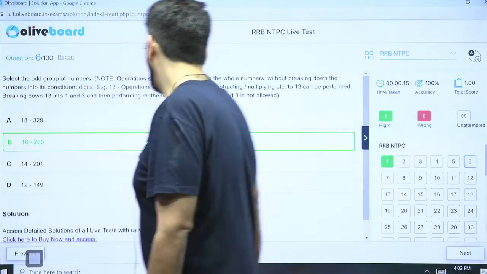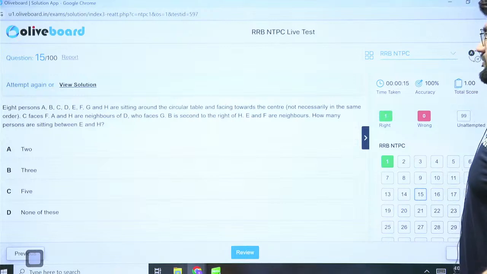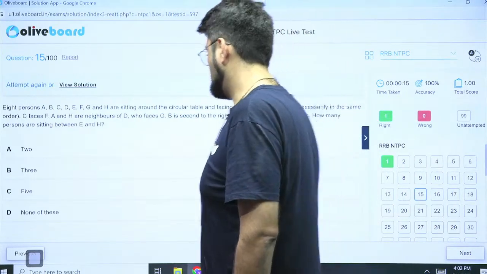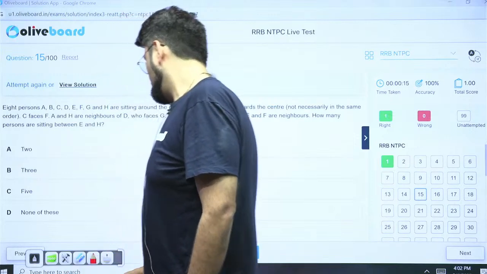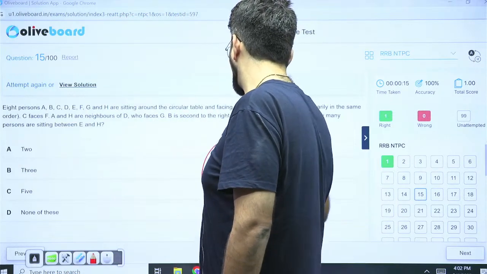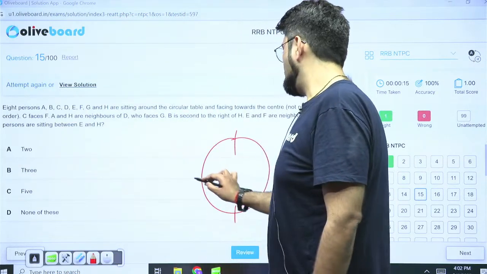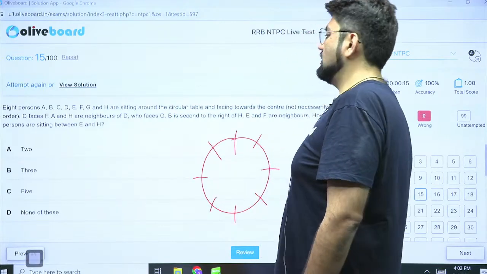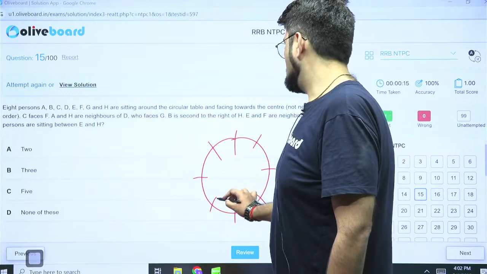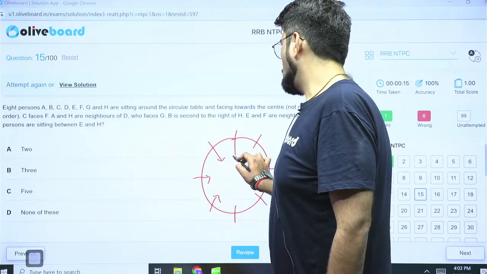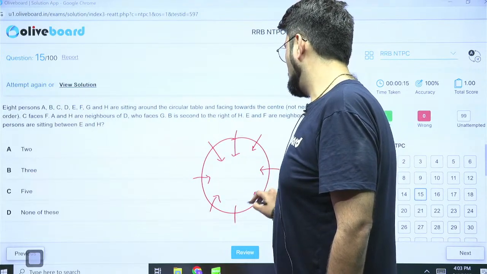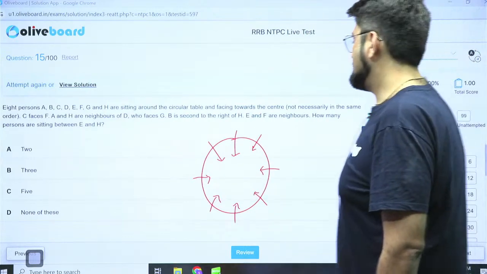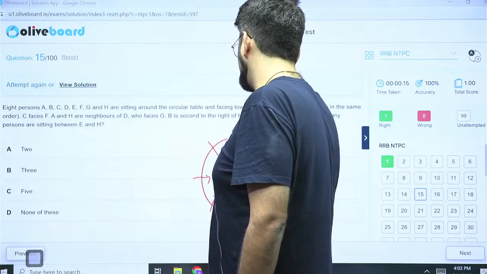Next is 15. After 6, we have straight away question number 15. 8 persons are sitting around a circular table. Okay, let's draw this. Whenever even number of people are sitting, you will set them in a balanced way and they are all facing towards the center. Maybe you don't have to draw all the arrows. I am drawing this for you for your better understanding, but in the examination save time as much as you can. C faces F. I can just let C sit here and F sit here, not a problem.